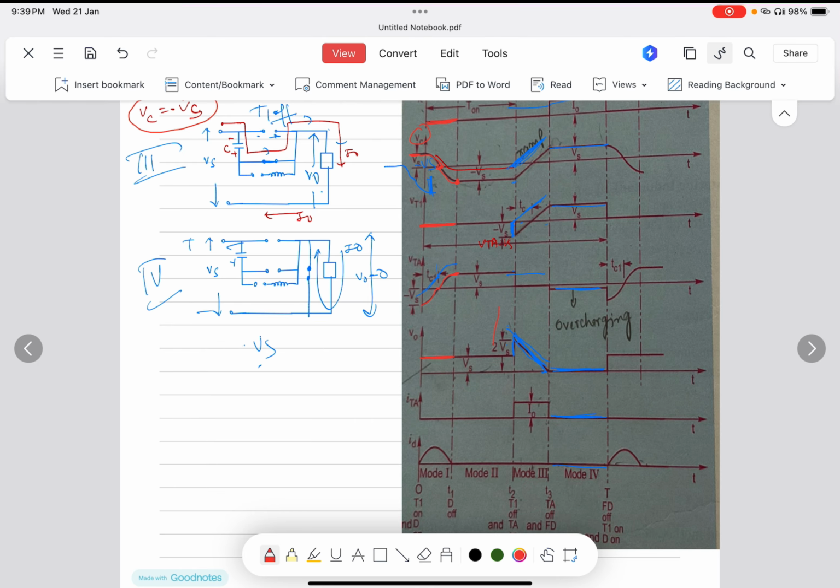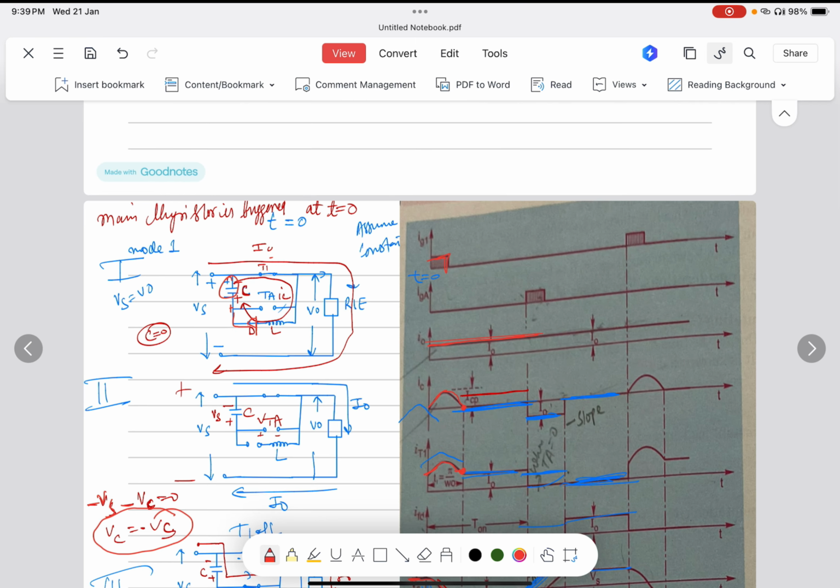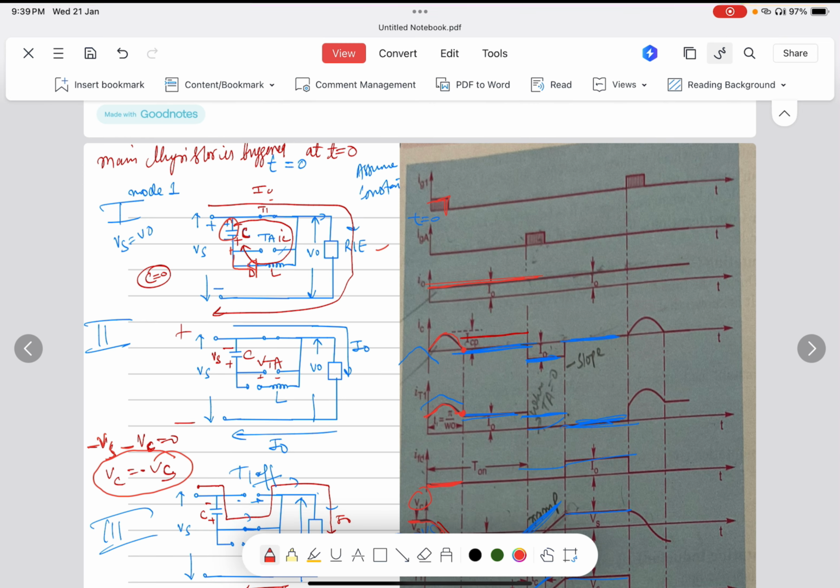So what is the current through the thyristor ITA? That is also 0 because the thyristor is short. You can also see that the diode has another path available here, so its current rises and then falls in mode 1. So you can see in the diagram how the thyristor works in mode 1 and also in mode 2. What has changed?